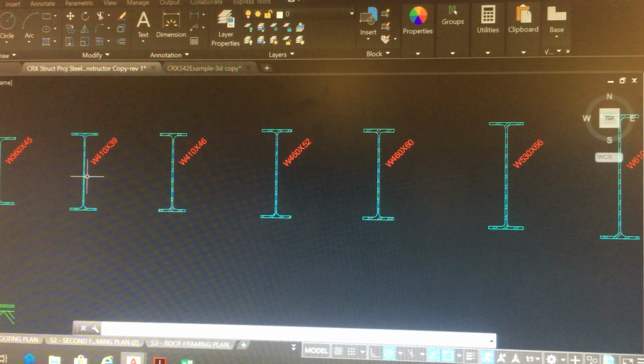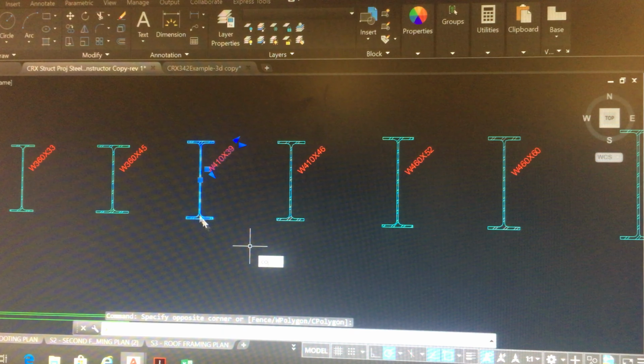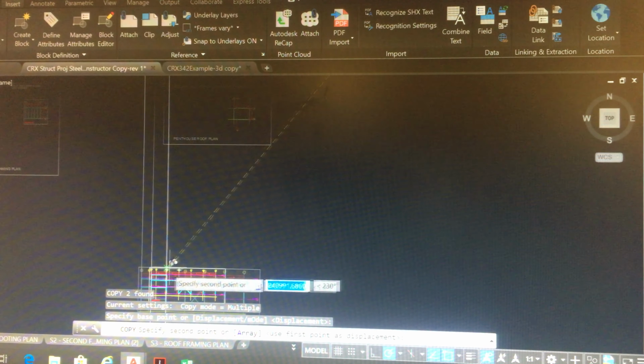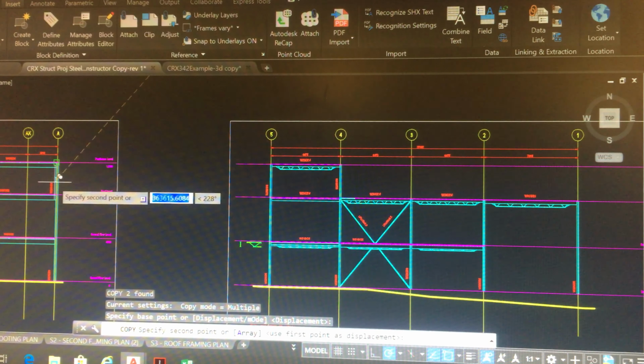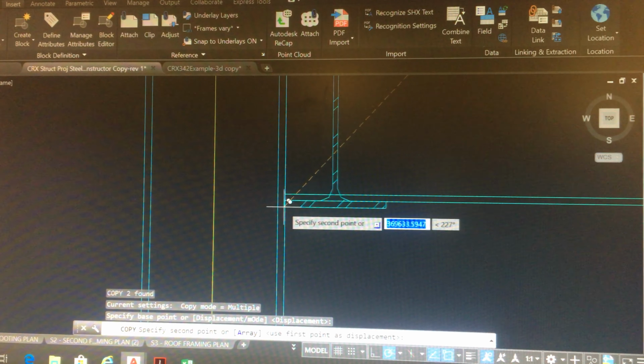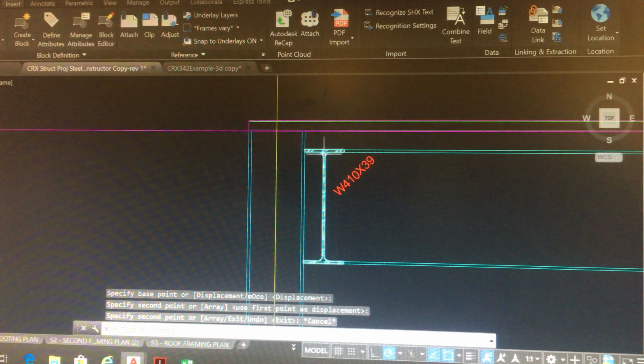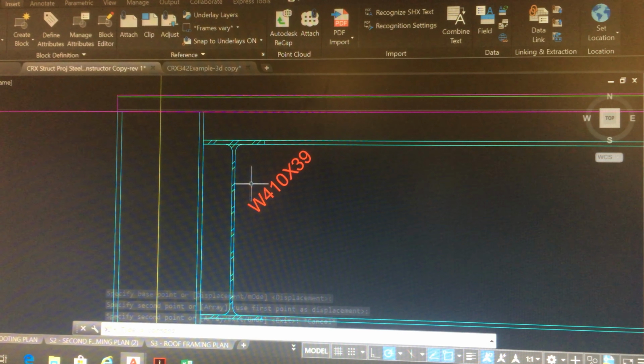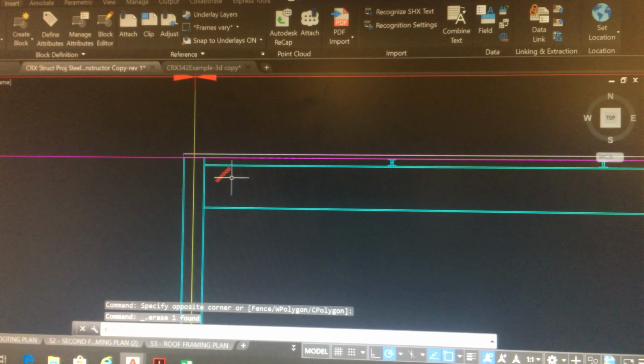So W410 by 39, if I copy this beam over here, okay, and I place it here, it should have the same size. You see here, this is the same size as this beam, so you can draw based on the profiles that you have there on the top. Okay, cool. So this beam here is going to be the same.